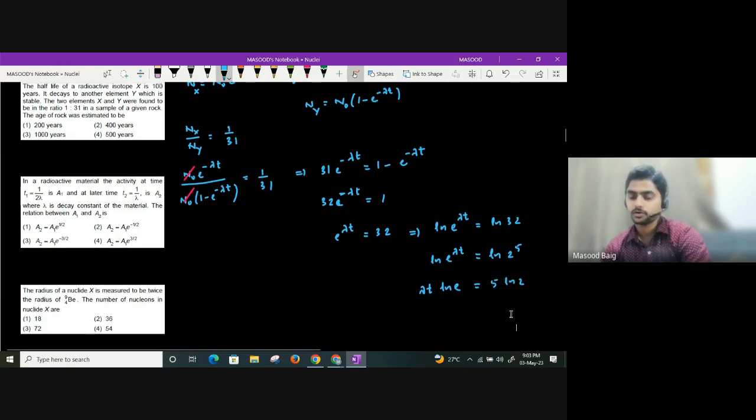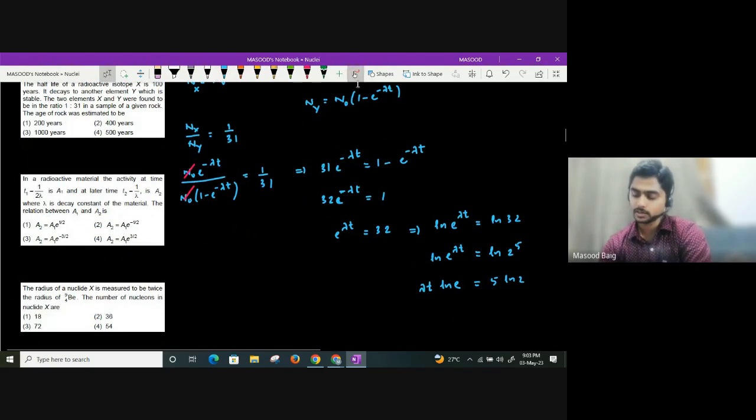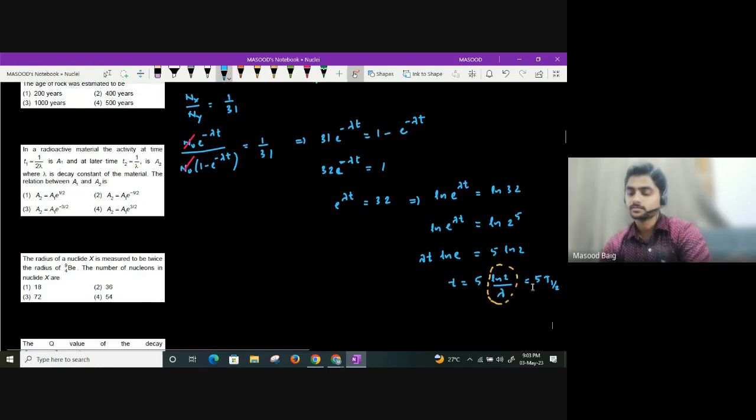Okay, so what will be the time? ln e value will be anyhow 1, guys. So what will be the time I'll get? 5 into ln 2 divided by λ. What is this, ln 2 divided by λ? Is it half-life or not, guys? Yes. So I can write it as 5 into half-life. What is half-life given? 100 years is given, I believe. So what will be the time after which the ratio will be 1 is to 31? You will get 500 years, guys.